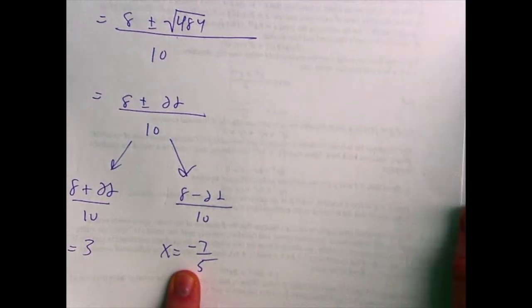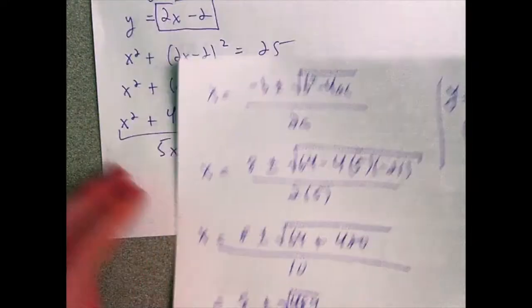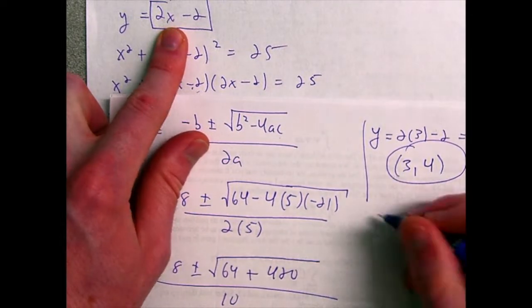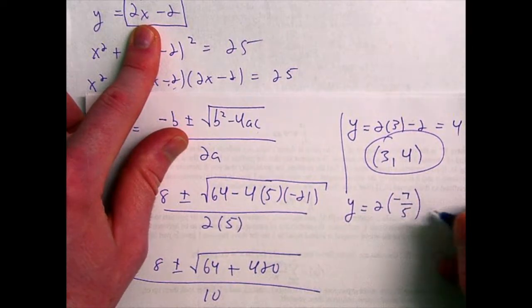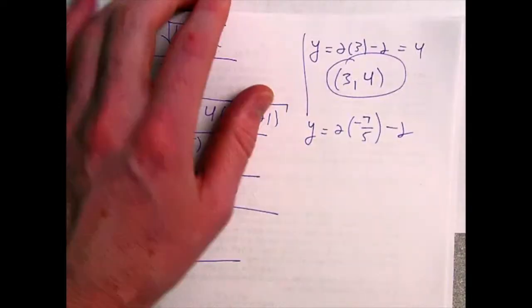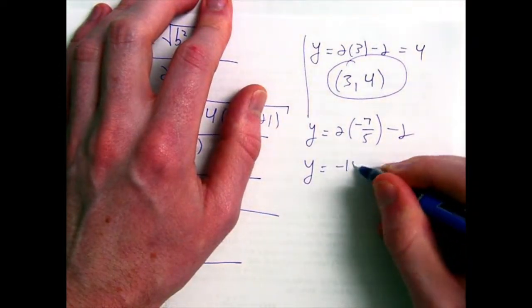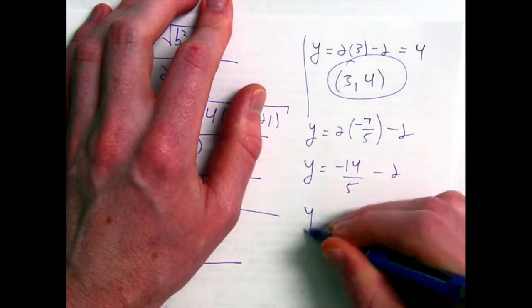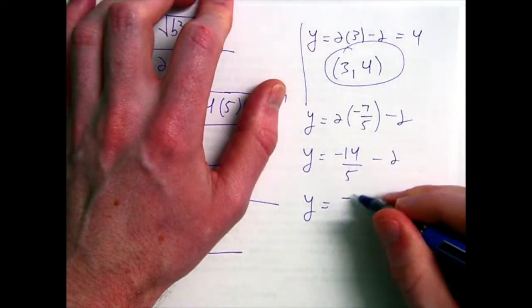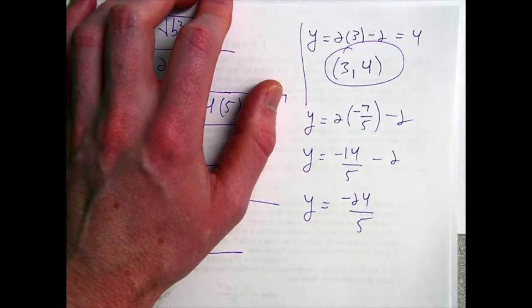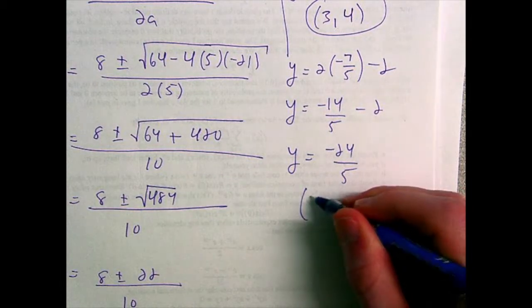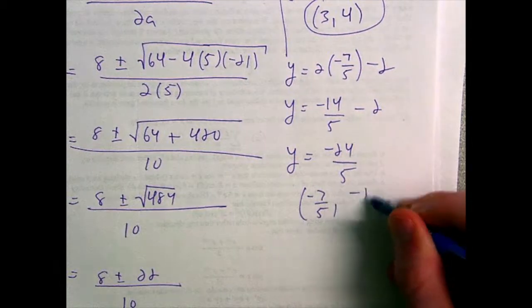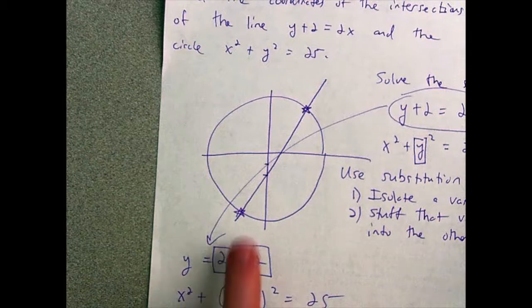To find the y value associated with that one, I also plug it into this original equation here. So I have y is equal to 2 times negative 7/5 minus 2. So that's going to give me negative 14/5 minus 2, which is, I think it's negative 24/5. So, right, what is the xy pair? The x value that we were using here was negative 7/5, and the associated y value is negative 24/5. And so I guess that would correspond to this point down here.